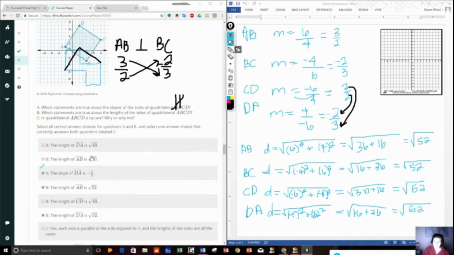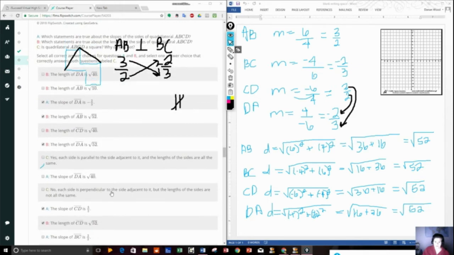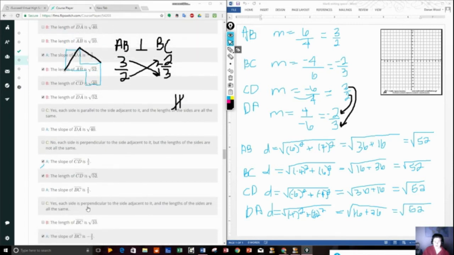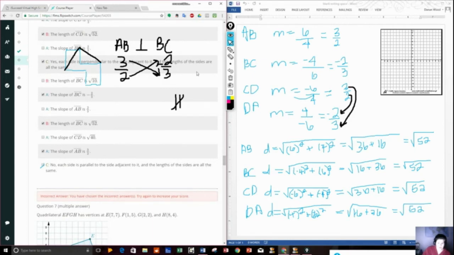So we have a yes, each side is perpendicular to the side adjacent to it, and the lengths are all the same. So yes, each side is perpendicular to the side adjacent to it, and the lengths of the sides are all the same. Alright, so there's question 6.